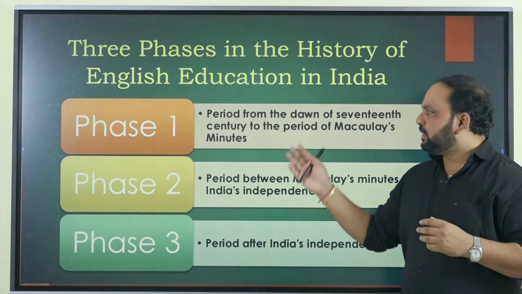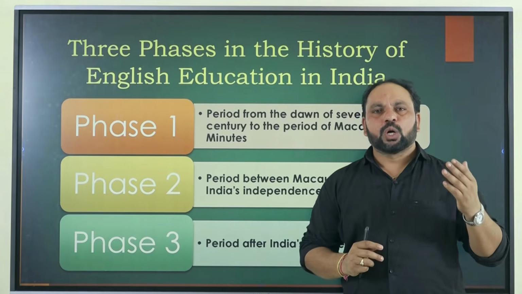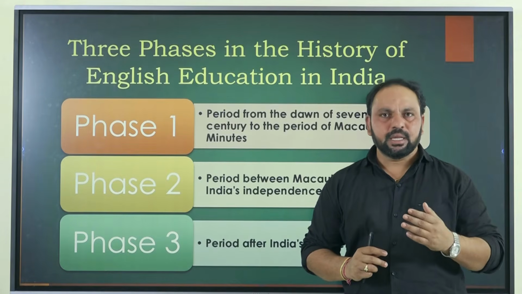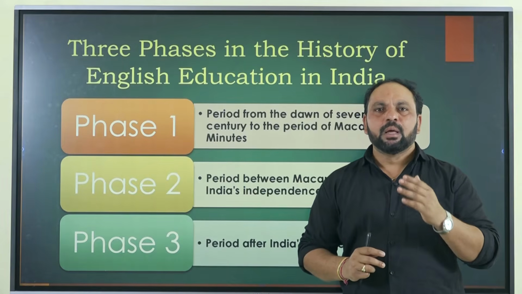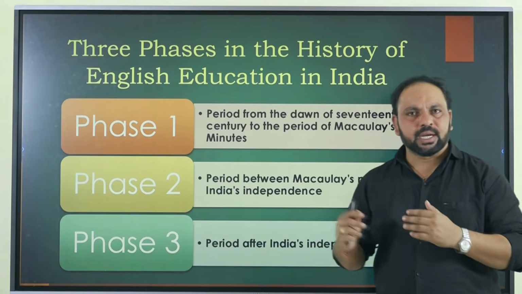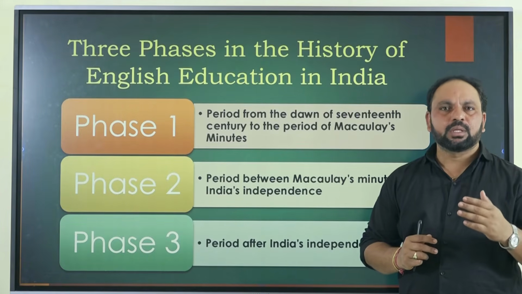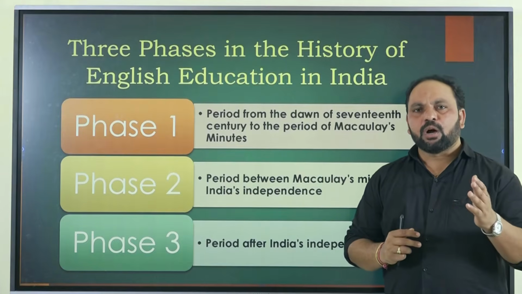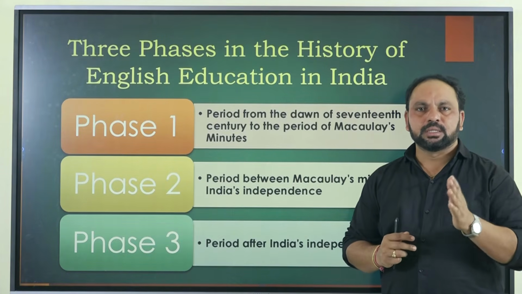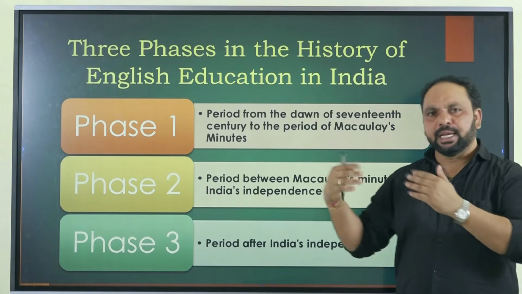As a part of phase 1, we have to learn the Charter Act of 1813 and after that the GCPI, General Committee on Public Instruction. We need to know about the Macaulay's minutes, and about the Wood's dispatch. Wood's dispatch is also important, and then after that the Sadler's Commission or Hunter Commission. These are all the things that we need to know as a part of the pre-independence period.